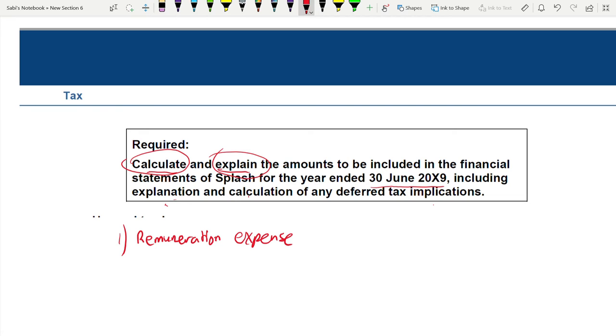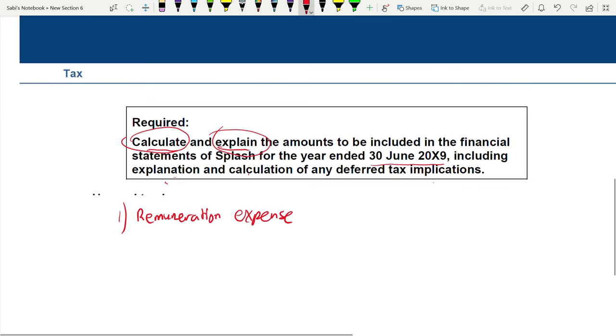So how do you do this? This is based on what? Fair value of the options at the grant date. Okay, maybe through an arrow I can show you. Fair value of the options at the grant date.